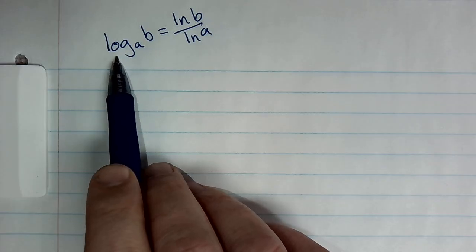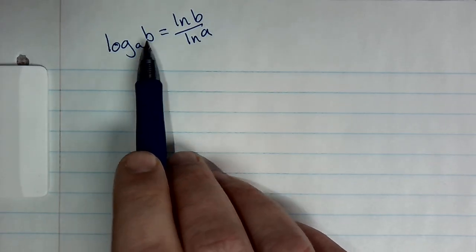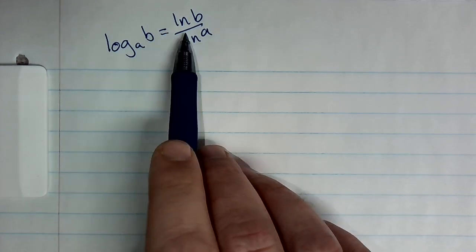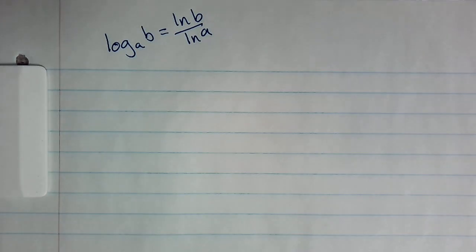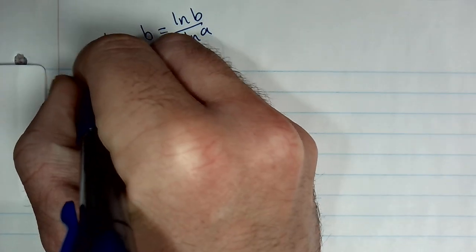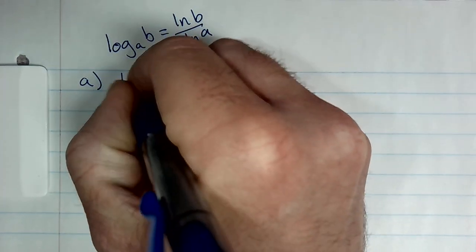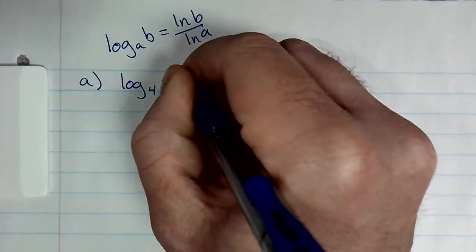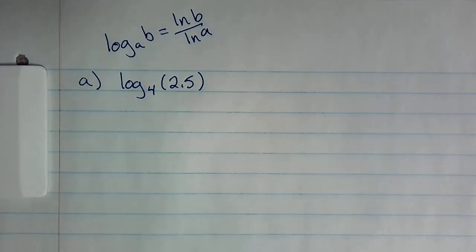Just a reminder, the change of base formula. If I want to get rid of my base, I can make it any base I want by doing log of my top number over log of my little number. So using that, can you find, rounding to the nearest hundredths place, log base 4 of 2.5? Use this formula, because there's not a log base 4 button on your calculator.